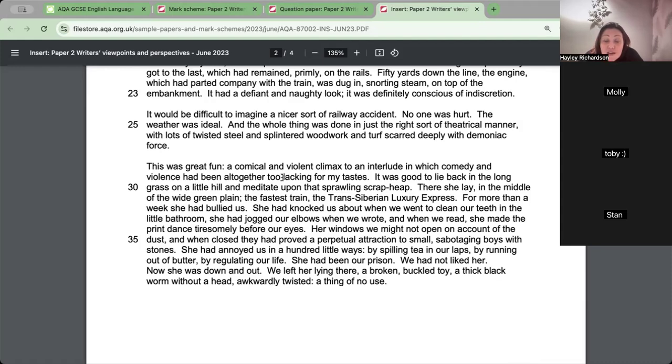She had annoyed us in 100 little ways, by spilling tea in our laps, by running out of butter, by regulating our life. She had been our prison. We'd not liked her. Now she was down and out. We left her lying there, a broken buckled toy, a thick black worm without a head, awkwardly twisted, a thing of no use.